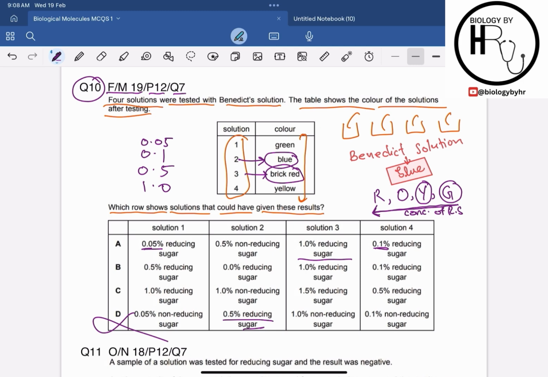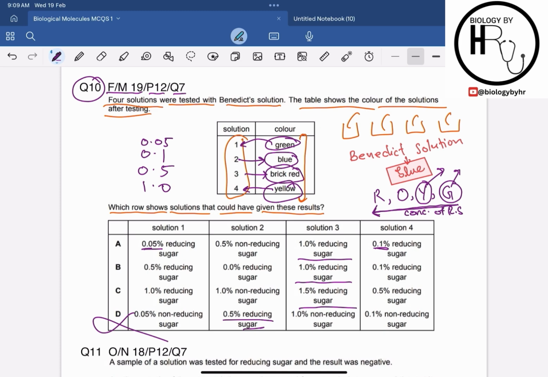Then if I talk about option B, so yes, option B also can be considered because it is also showing the reducing sugar in the highest concentration, and then option C can also be considered. Then if I talk about green and yellow, so green, which is of solution 1, the concentration of solution 1 must be lower than the concentration of the solution 4, right? Why? Because solution 1 is green in color, and green is representing a relatively low concentration of the reducing sugar compared to the yellow one, right?